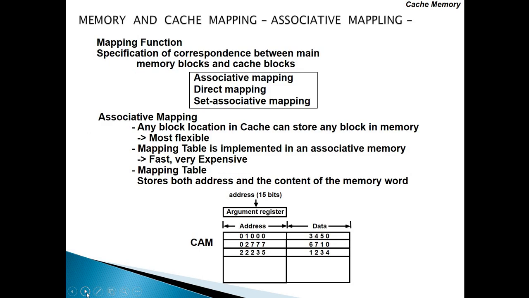In the cache memory, we have 3 different techniques: associative mapping, direct mapping and set associative mapping. First, we'll see about associative mapping. In associative mapping, the entire cache is divided into two parts: address part and data part. The CPU provides the 15-bit address which is stored in the argument register. In the argument register, the address bits are compared with the address part of the cache memory. If the address is the same, then the relevant data will be transferred to the CPU.